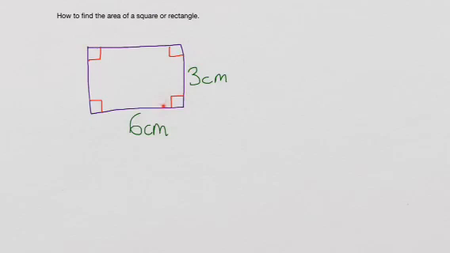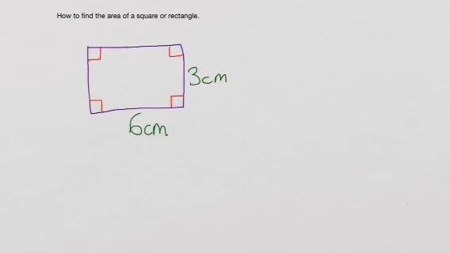All of the corners are right angles, and this side and this side are equal, and this side and this side are equal. Both of these are 6 centimetres and both of these are 3 centimetres. If we wanted the perimeter, we'd add 6 and 3 and 6 and 3 all together, and the perimeter for this shape would be 18 centimetres.